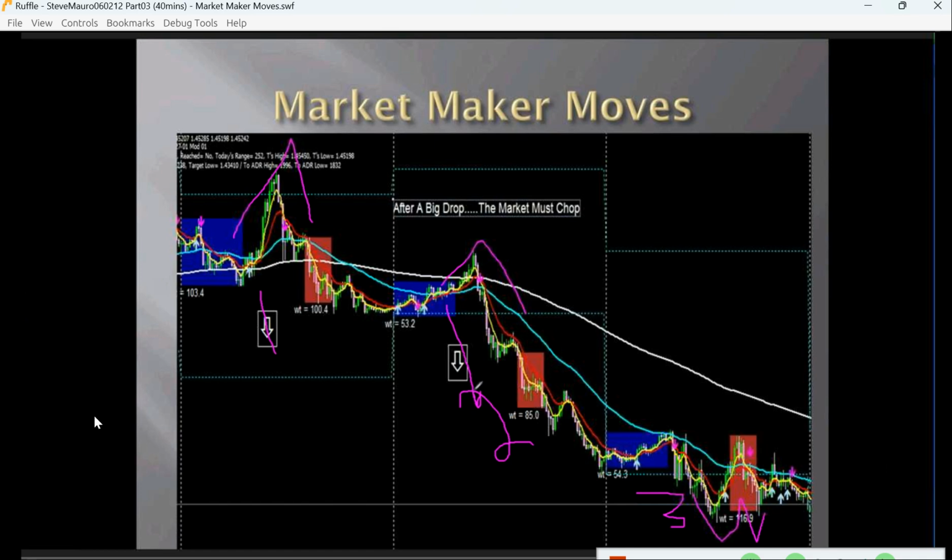Okay? You then start to see level 3 behavior. When you see level 3 behavior, one or two things can occur. You will get a reset of the continuation, or you will get the reversal. But inside of those moves, there will be stop hunts.